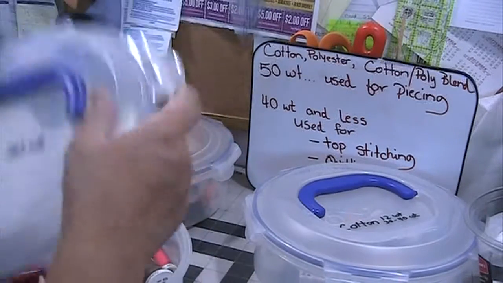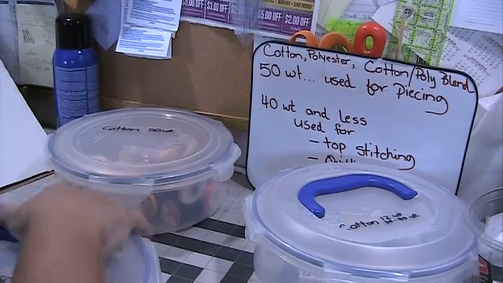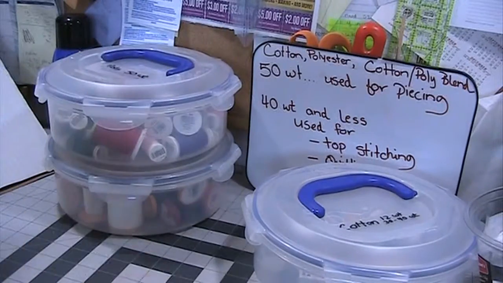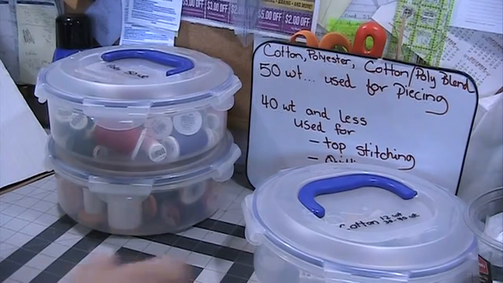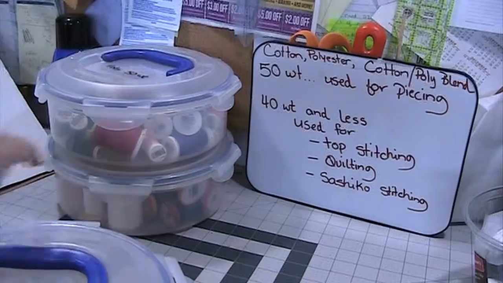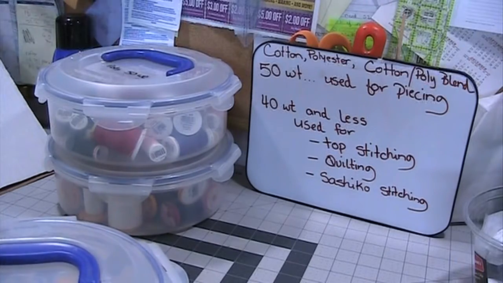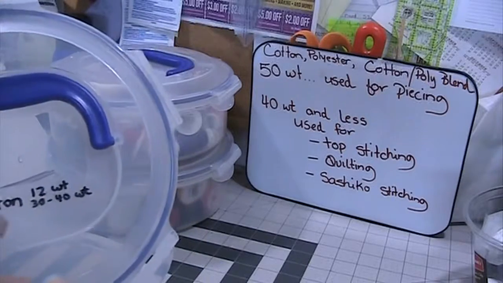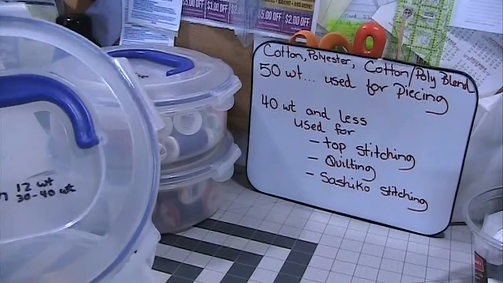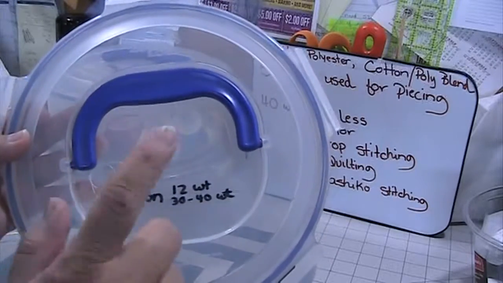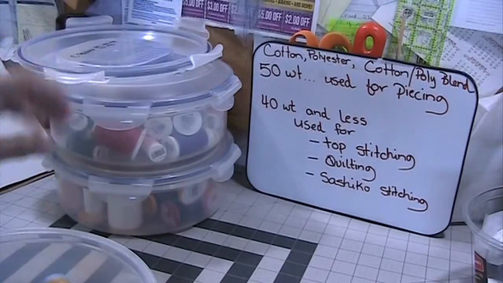Again, this is 100% polyester, 50 weight, which is used for piecing. I prefer 100% cotton because I sew with 100% cotton. So I like my 100% cotton fabric and my 100% cotton batting to have 100% cotton thread. Now this, you can see, is a cotton, and I didn't write down cotton poly because there is cotton poly in the box. And this is my 30-40-12 weight thread.